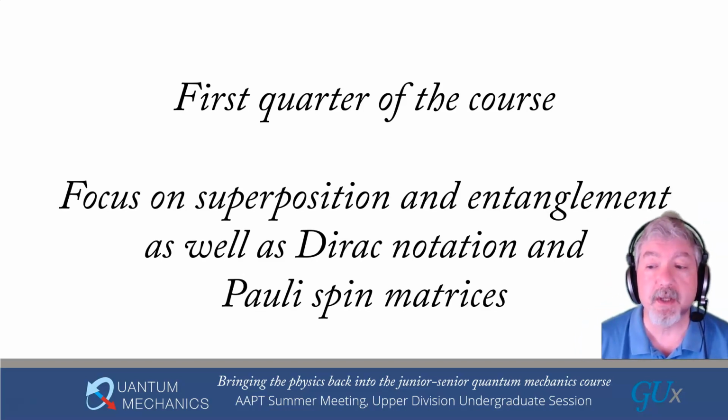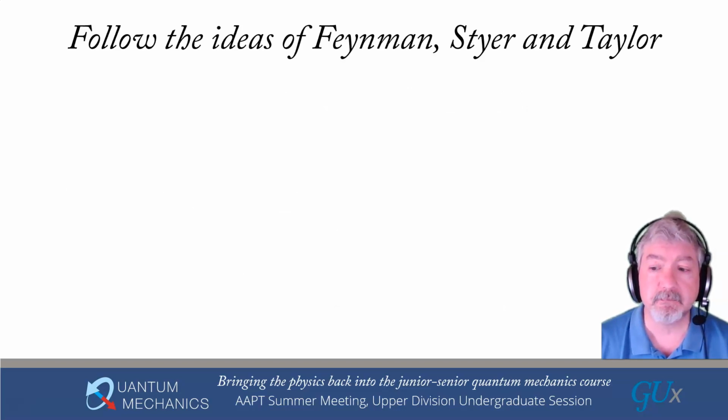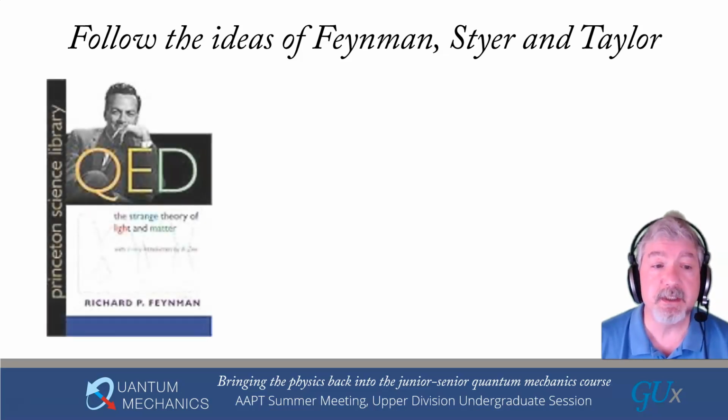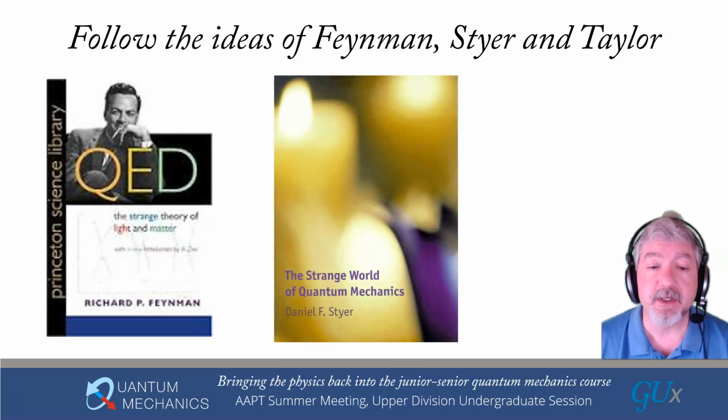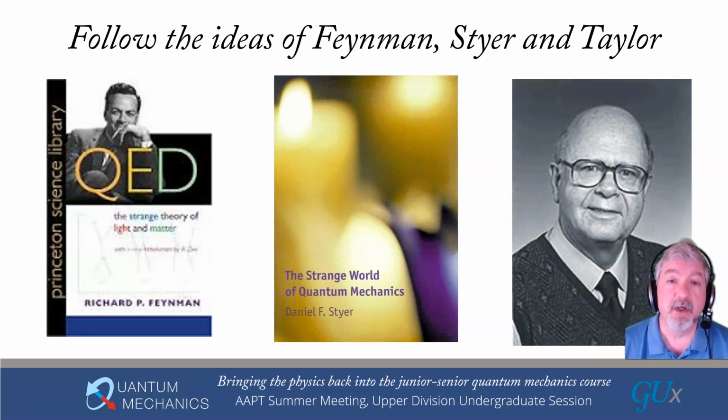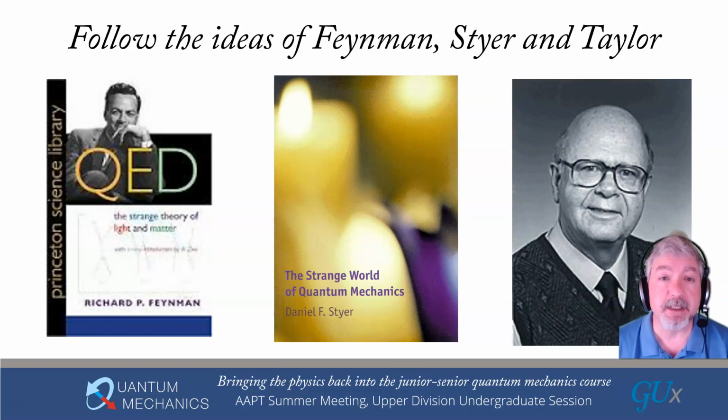In the first quarter, we focus on the concepts of superposition and entanglement. These are the conceptual ideas of quantum mechanics that students have so much trouble understanding. We're also going to introduce the formal ideas of Dirac notation and of Pauli spin matrices. To introduce the conceptual ideas, we follow the groundbreaking work of Feynman in his QED textbook, of Daniel Styer in The Strange World of Quantum Mechanics, and of Ed Taylor, who developed animations that animated the drawings in the Feynman QED book to help visualize and bring to life the conceptual ideas that were being taught in the Feynman text.